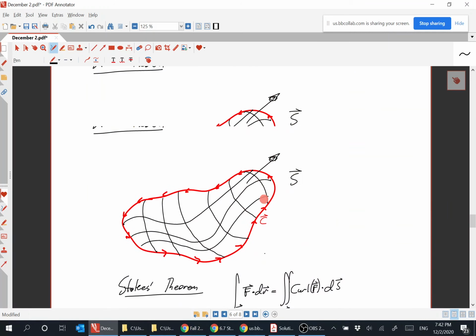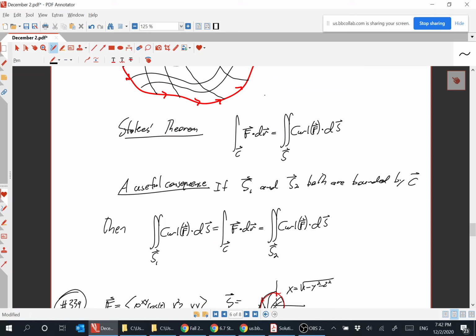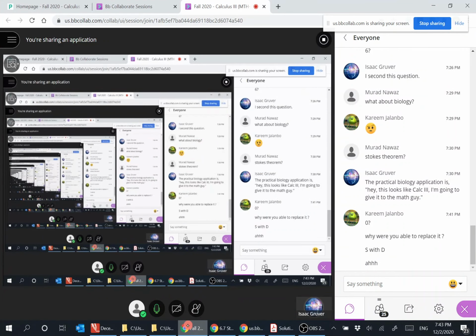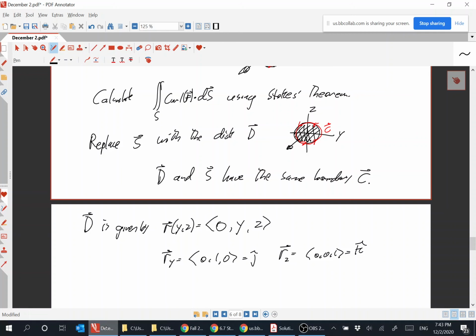Stokes' theorem says that the surface integral of the curl of F dot dS is the line integral over C. So if this surface S1 and this surface S2 both have the same boundary, then their surface integrals are the same, because they're both the same as the line integral. And that's the usefulness of that.